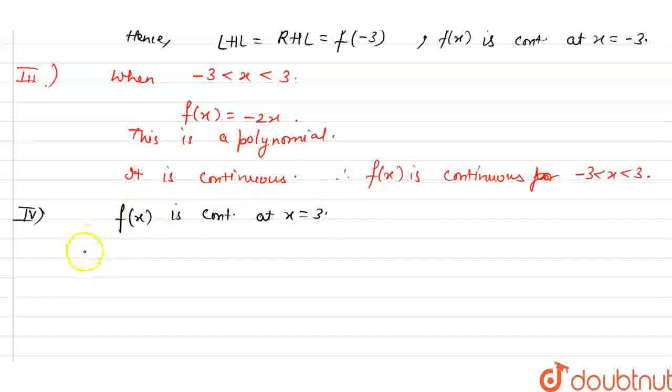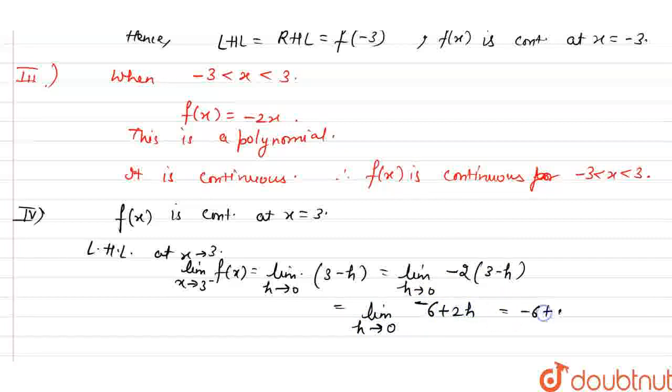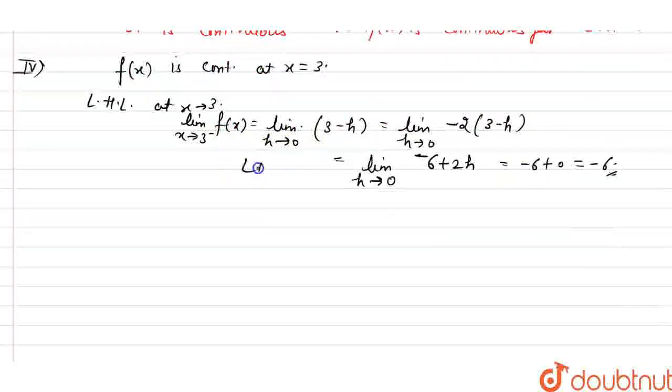From here we have to check the left hand limit at x tends to 3, then limit x tends to 3 negative f(x) is equal to limit h tends to 0 of f of 3 minus h. From here this is limit h tends to 0 of -2 times (3 minus h) according to our given question. After solving we get -6 plus 2h, that is equal to -6 plus 0, which is equal to -6. Here the left hand limit is -6.